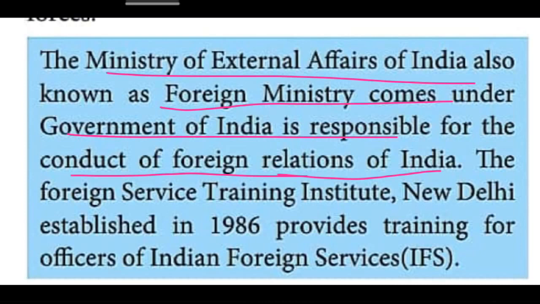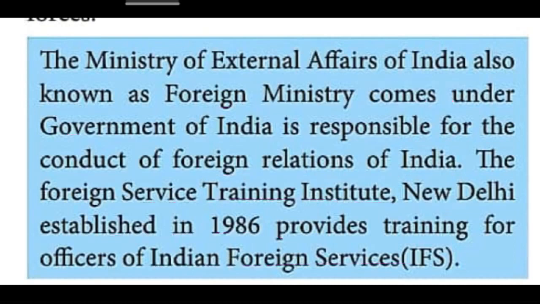Yes, the Foreign Service Training Institute. It is situated in New Delhi. Which year was it established? In the sense 1986. The Foreign Service Training Institute provides training for the officers of the Indian Foreign Service, otherwise called IFS. So for IFS members, the Foreign Service Training Institute gives the training. It was established in the year 1986 and is located in New Delhi.